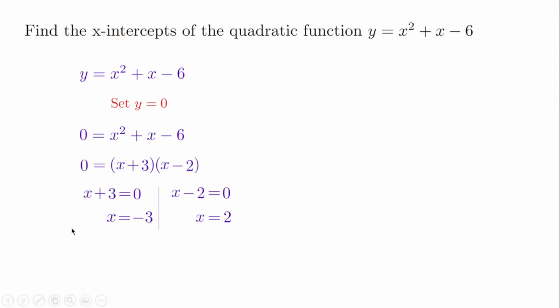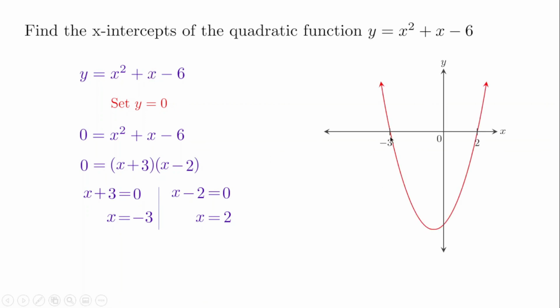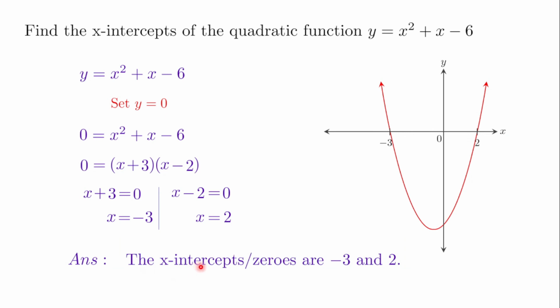Now when we say x-intercepts, these are the points on the x-axis where the graph is going to cross. So negative 3 and 2, if we graph this function, it's going to pass through these two points. So our answer, the x-intercepts, or another term for x-intercepts, the zeros, are negative 3 and 2.